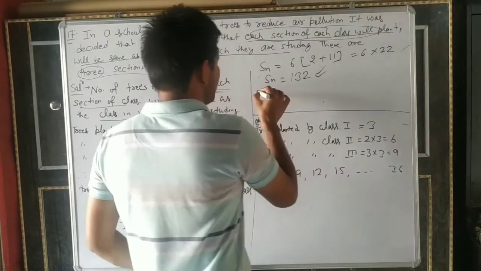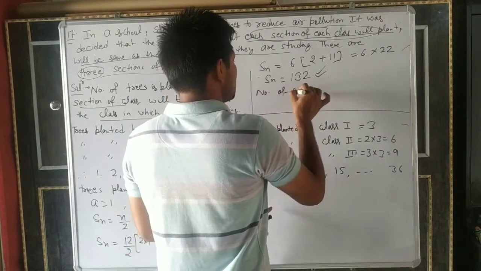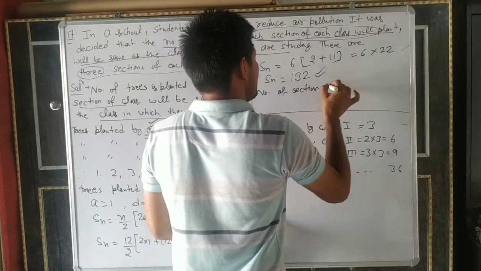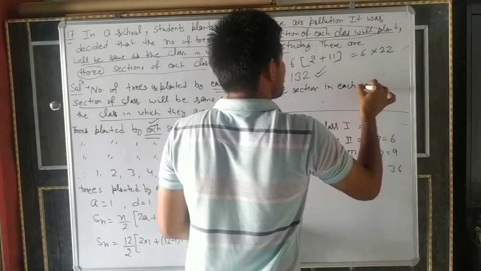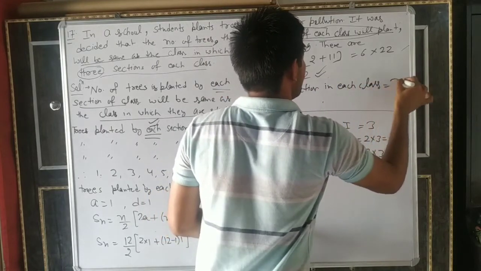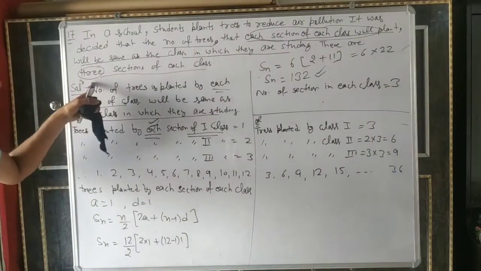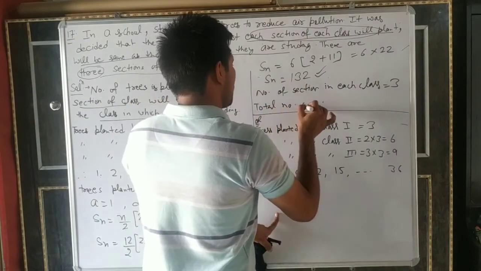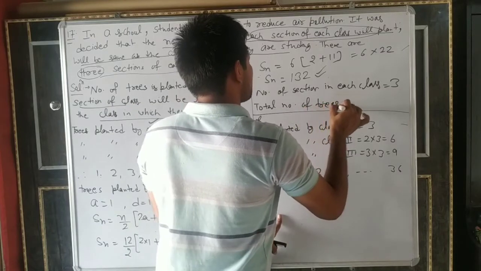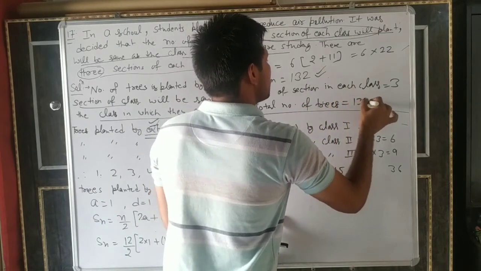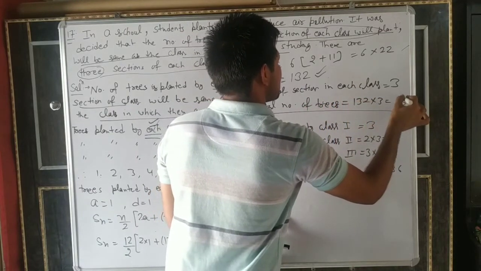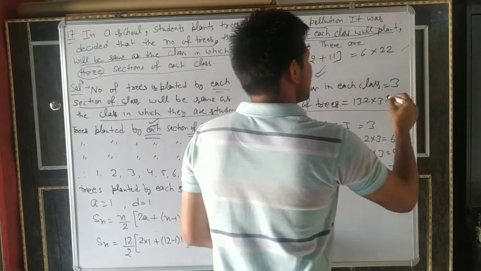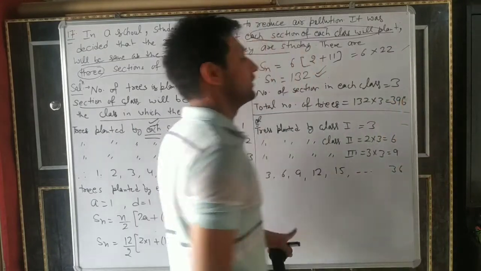So write the number of sections in each class. How many are given? It is 3. Understand here? To write the total number of trees planted, 132 into 3. How much? 396 trees.